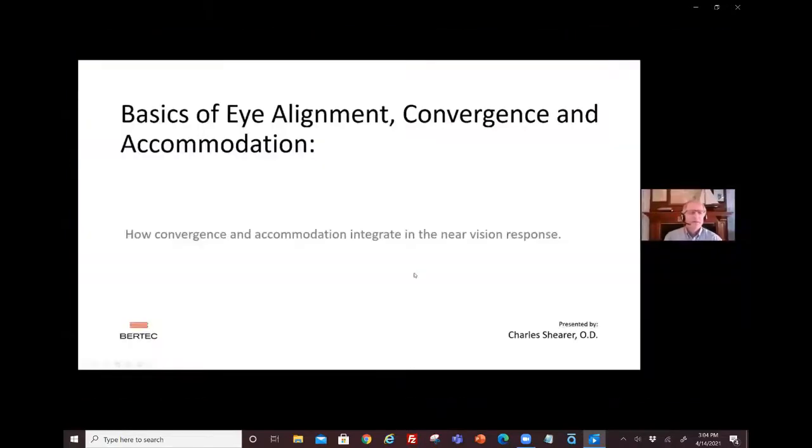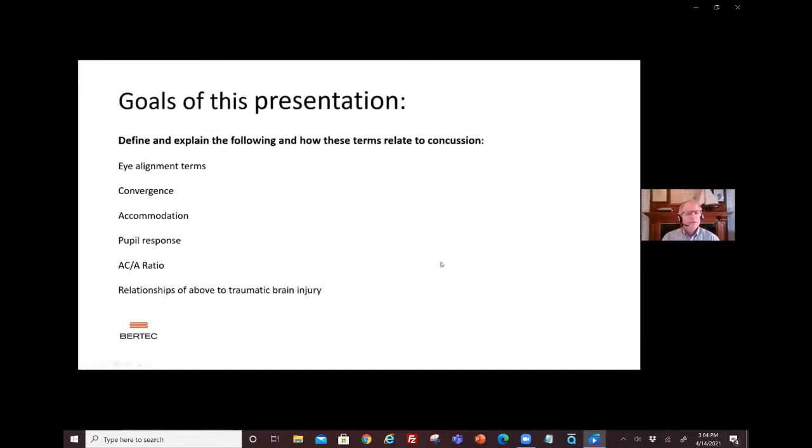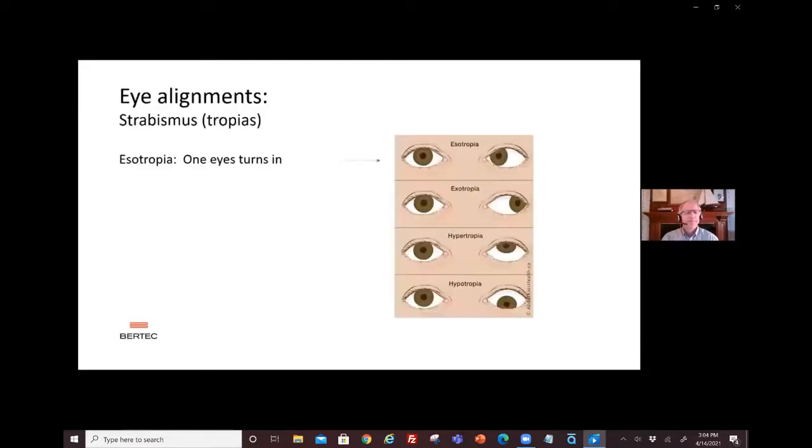The topic today is the basics of eye alignment, convergence, and accommodation. Basically, it's to help educate you and teach you how, when we look from near to far, everything works together. The goals of the presentation are to define eye alignment terms, talk about convergence, accommodation, and how they work together, and then how they all relate to traumatic brain injury.